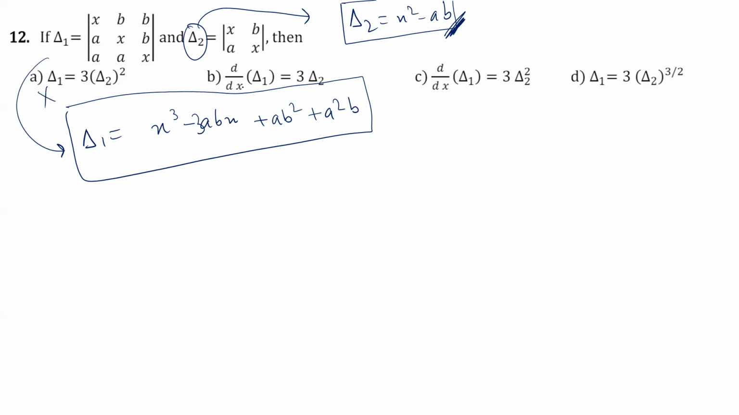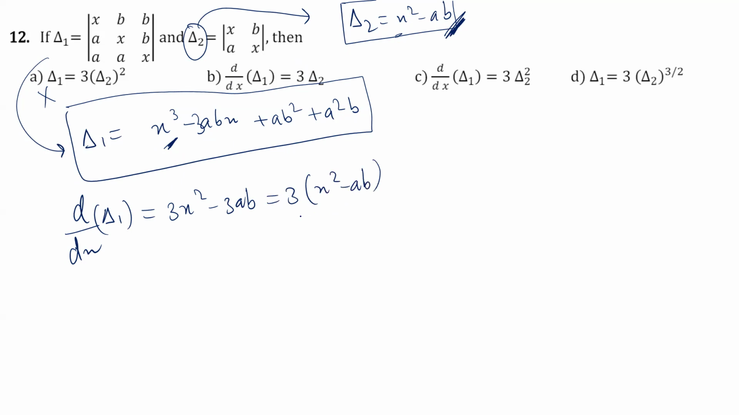Differentiation of this delta 1 equals 3 times delta 2. So differentiation could be there because this is x power 3, this is x power 2. Let us check. If you differentiate delta 1 with respect to x, this will come out to be 3x square minus 3ab. This will become 3 times x square minus ab.